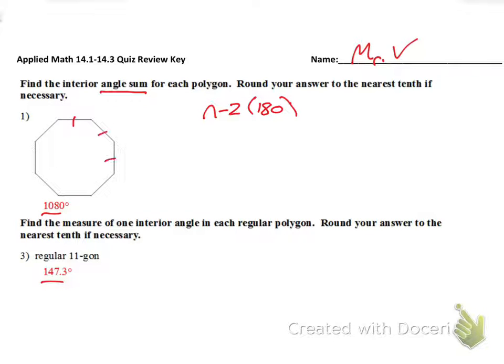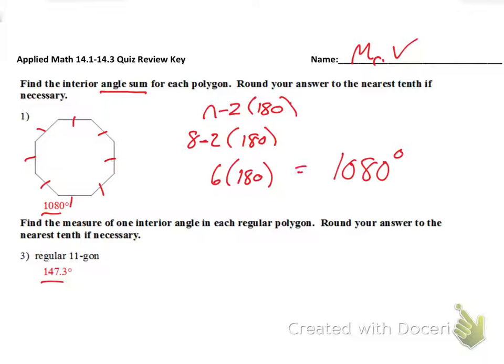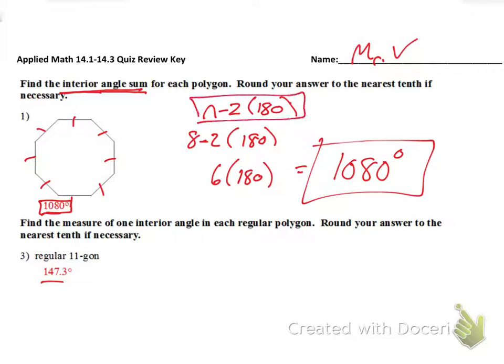1, 2, 3, 4, 5, 6, 7, 8. So there's 8. So we do 8 minus 2 times 180. So then I would have 6 times 180. So that'd be 1080. That's your final answer. All right, so that answer checks out. So again, when you're just finding the interior angle sum, you use this equation right here.